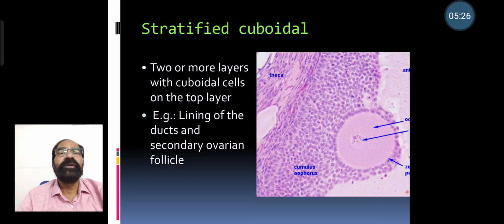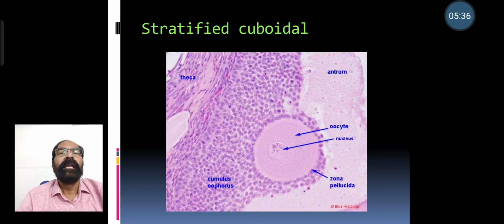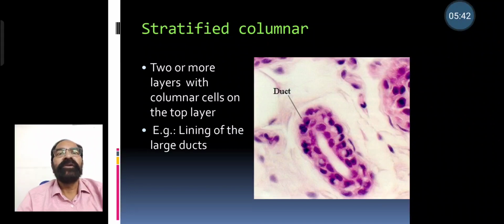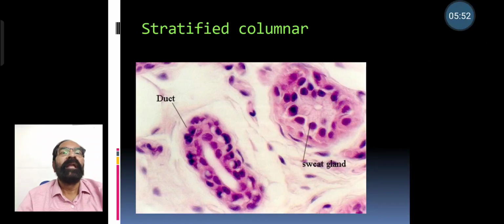Then we go to stratified cuboidal. So there are two or more layers with the cuboidal layer on the top, and the example is secondary ovarian follicle. The picture shows the stratified cuboidal epithelium. Then stratified columnar, two or more layers of columnar cells. On the top is the columnar, and you can see they are lining the ducts of stratified columnar epithelium.